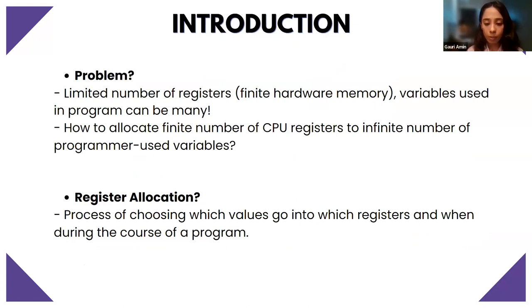So what is the problem that we are focusing on? Registers are hardware, and those are finite in number. But when we write a program or code, we use numerous variables. Basically, when we write a program, the variables are mapped to the registers. But when there are many variables, we cannot map them to a limited number of registers. So register allocation is choosing which values of variables go into which registers when a program runs.